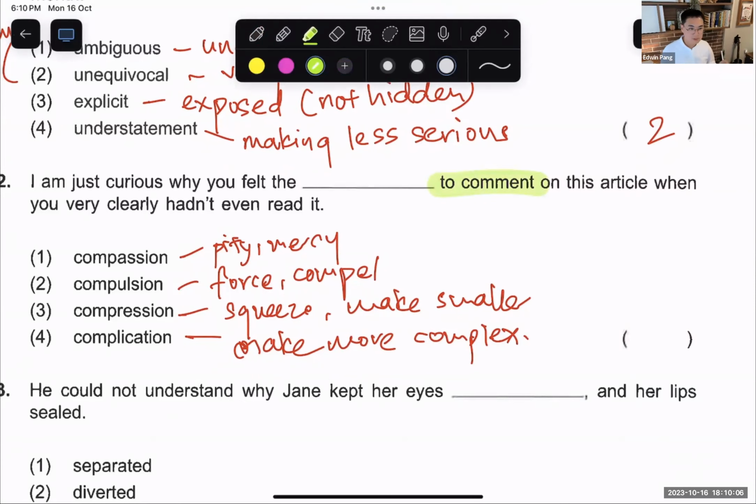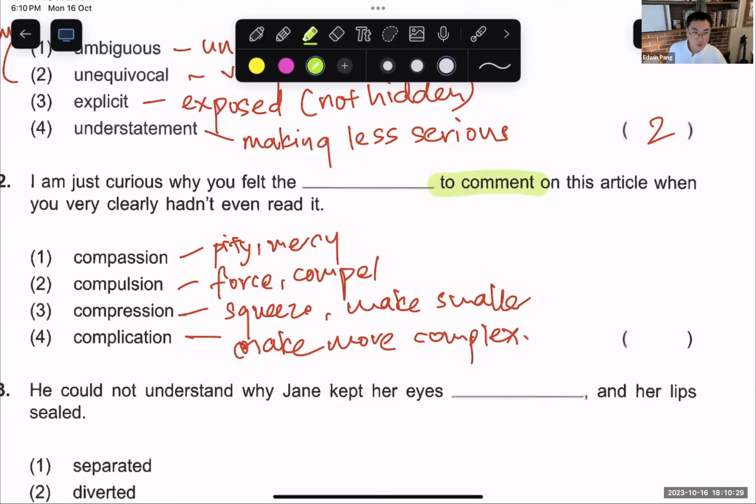Okay, come on. Let me call another random person. Okay, Clarice, I give you a chance. Just now you raised your hand. I am just curious why you felt the need to comment on this article when you very clearly hadn't even read it yet. So you hadn't read it, but you still commented on it. Yes, Clarice?